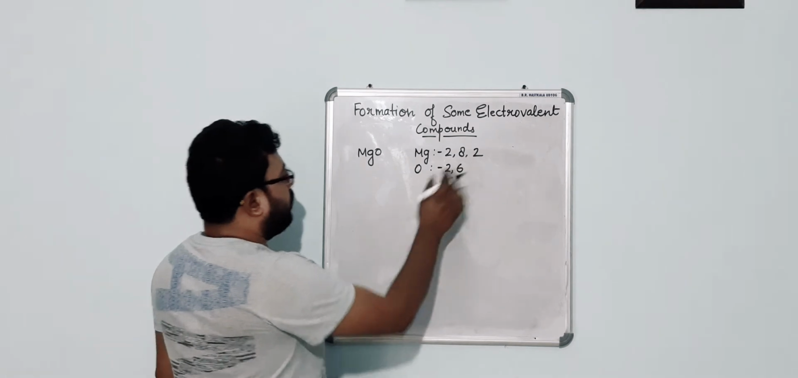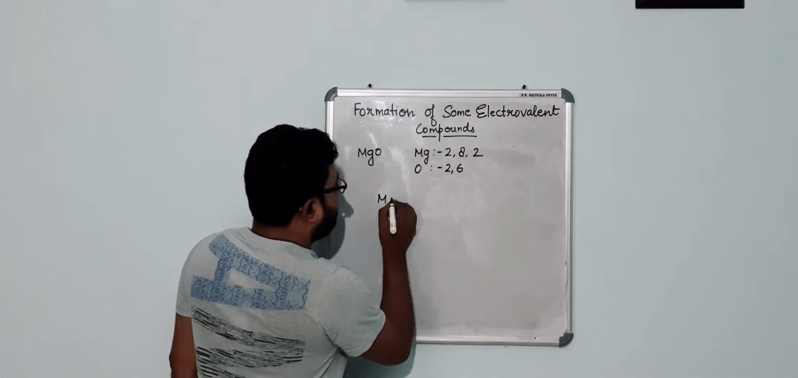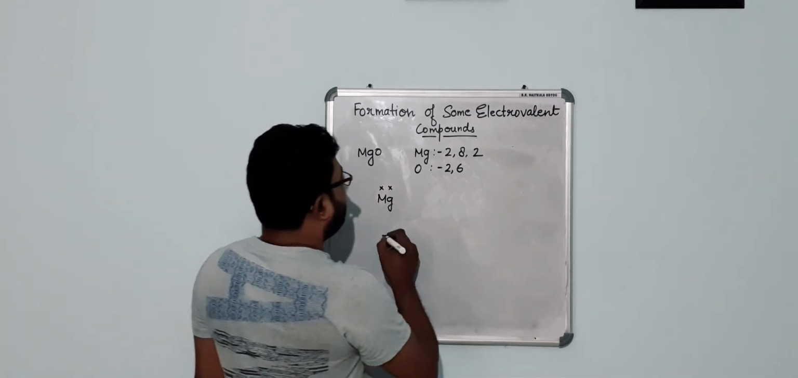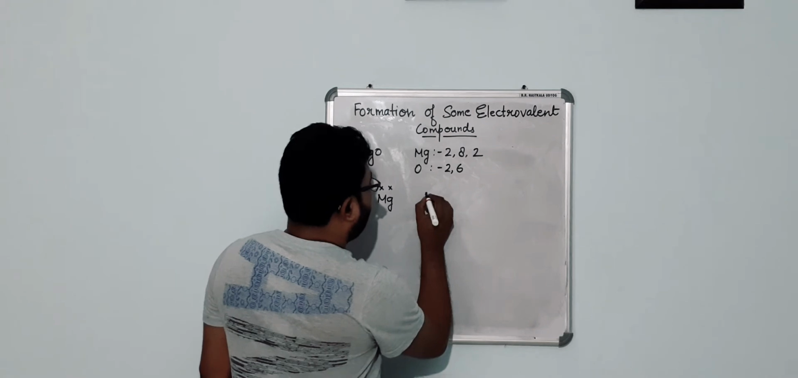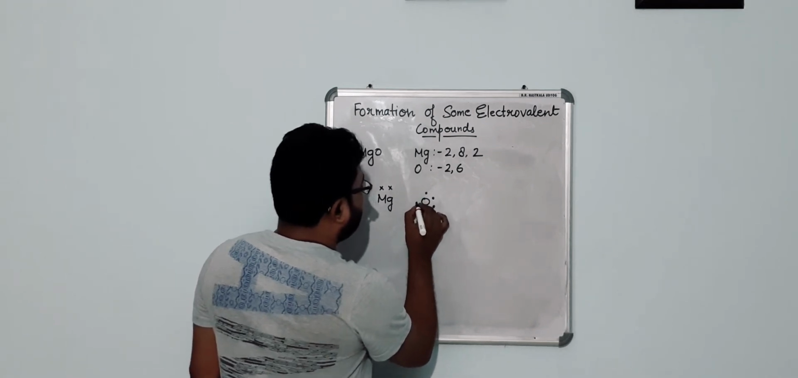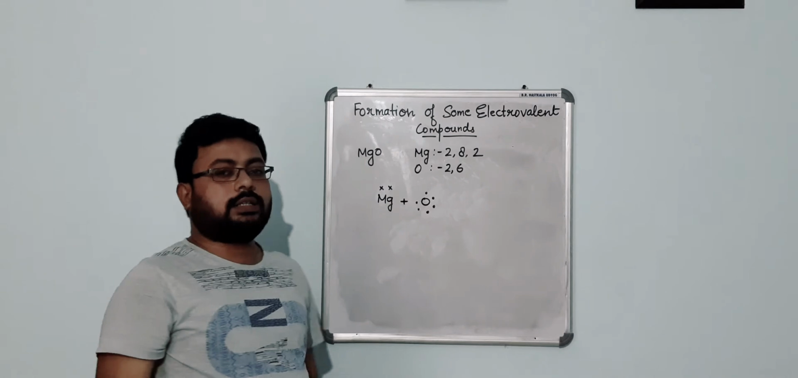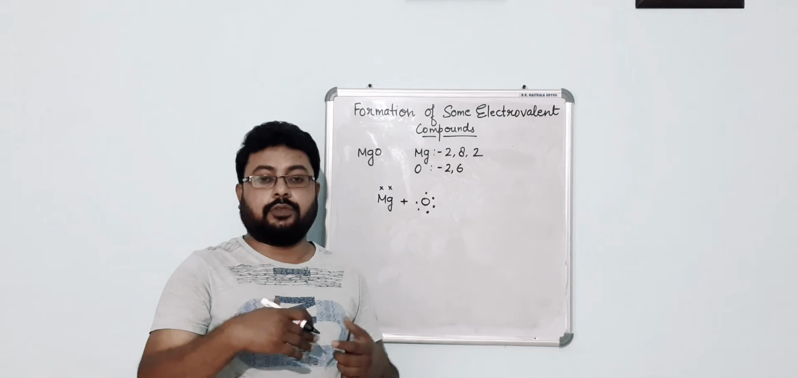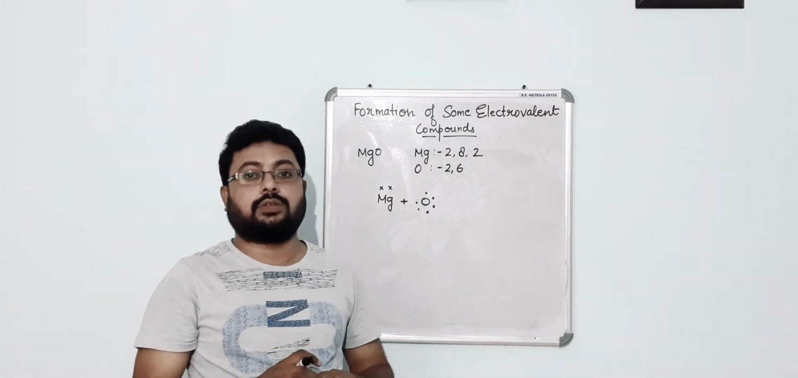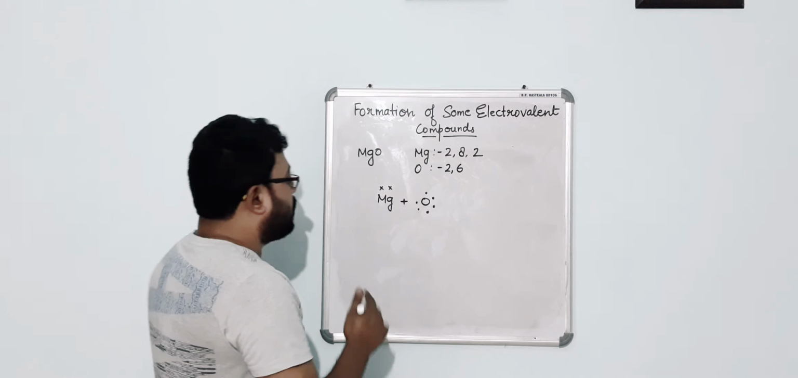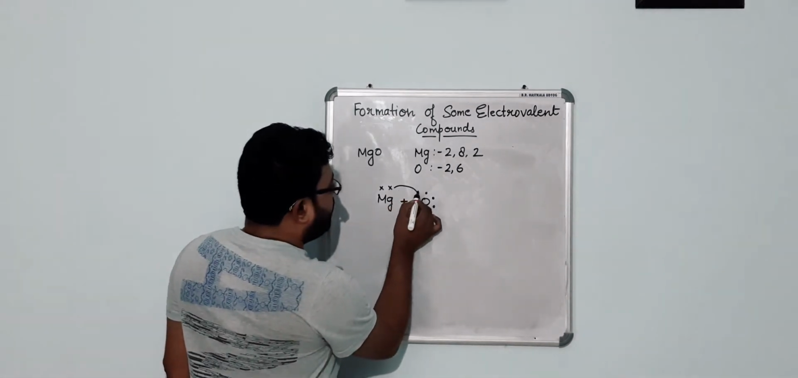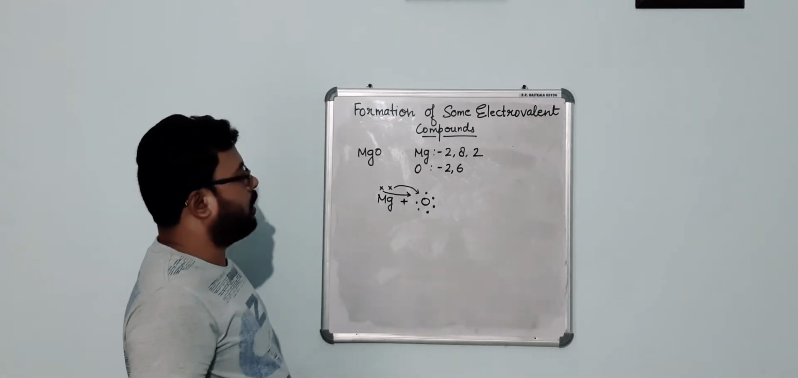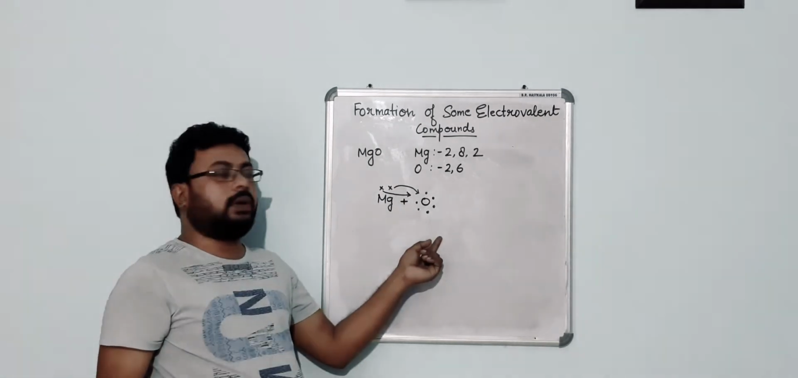Okay, now what do we see? If we see magnesium, it has got 2 electrons like this. Okay, but if we see oxygen, it has got 1, 2, 3, 4, 5 and 6 electrons. So oxygen needs 2 electrons to complete its octet, while magnesium will of course require around 6 electrons, which is not possible for it to gain. Okay, so what will magnesium do? Magnesium will donate both its electrons to oxygen, right? So both the electrons will be given to oxygen.